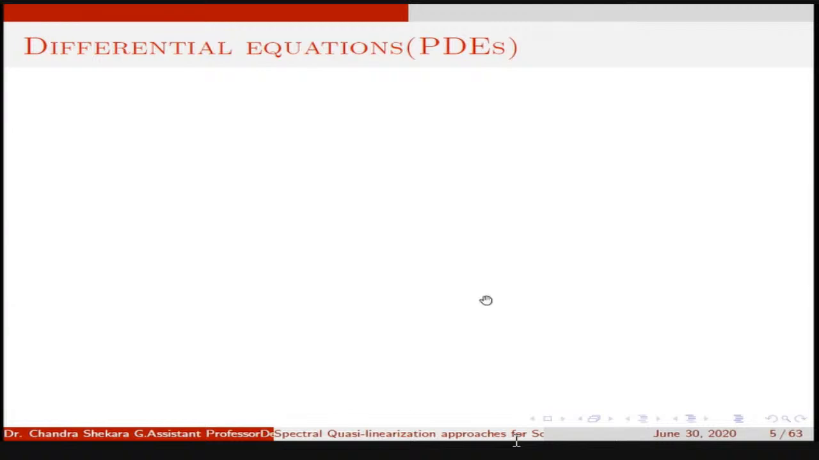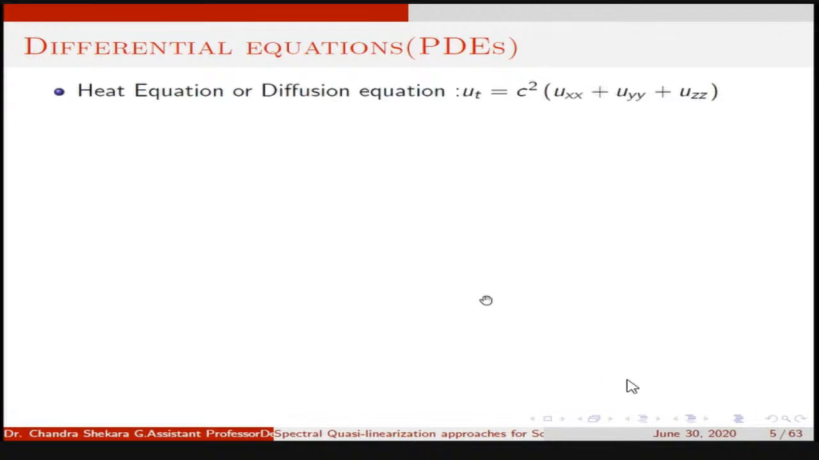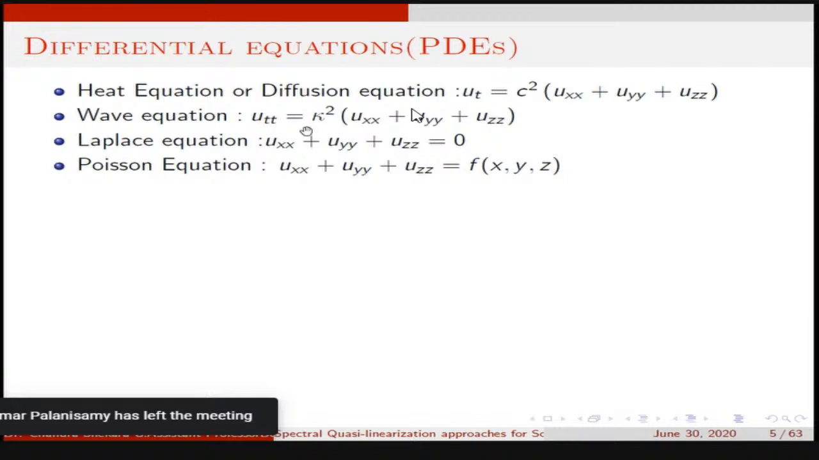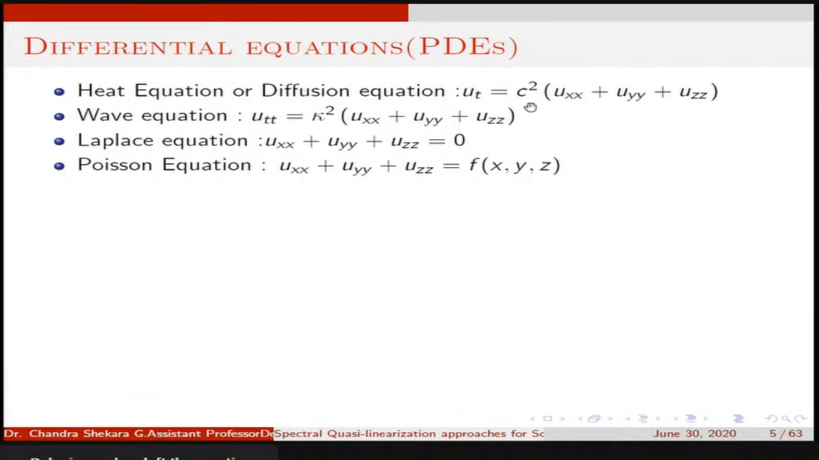Then we have a set of differential equations derived from partial differential equations. They are modeled from actual physical phenomena, called the heat equation, then the wave equation. We have the Laplace equation and the Poisson equation. The heat equation and wave equation are unsteady equations, whereas the Laplace equation and Poisson equation are steady equations. The first equation represents heat diffusion, and the Laplace equation represents the heat diffusion in steady state.